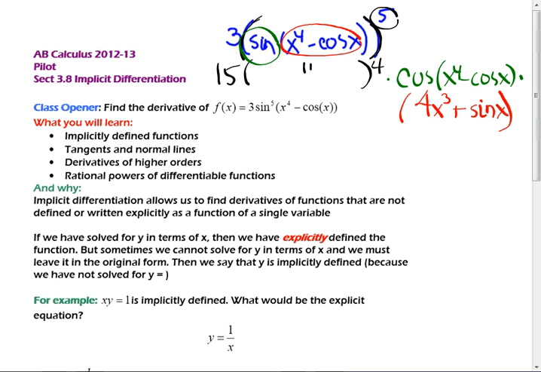There it is. So first I did the outside, the way outside, which is the 5th. So it's 5 times the 3, which gives you the 15. And then whatever's in there stays the same. So it's still the sine of x to the 4th minus cosine of x. Then we do the derivative of the next function, which is the sine. So it's the cosine of whatever was in there. Then the last thing, times the derivative of this, which is that, and then times the derivative of x. But that's just 1. Okay?